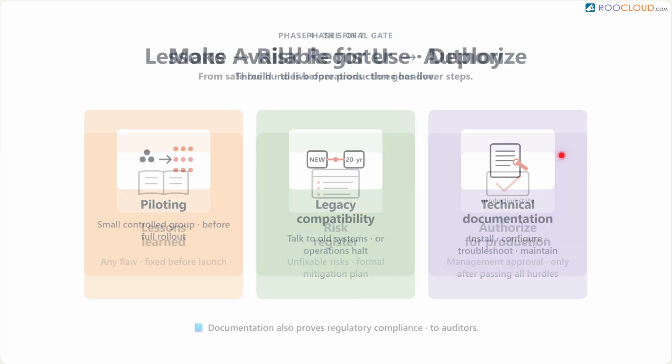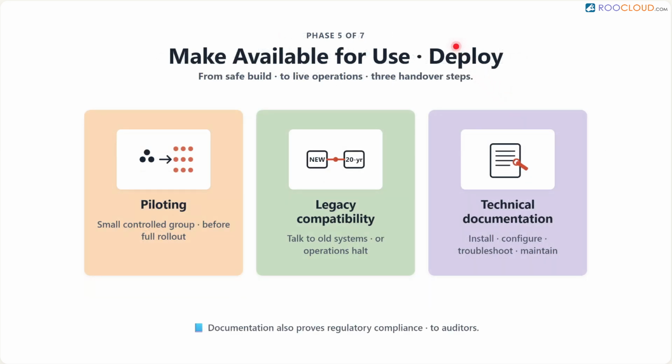Now we reach the make available for use or deploy phase. This is the transition into live operations. We start with piloting. Piloting means rolling out the tool to a small controlled group of users to gather feedback and prove the concept works before a company-wide launch.